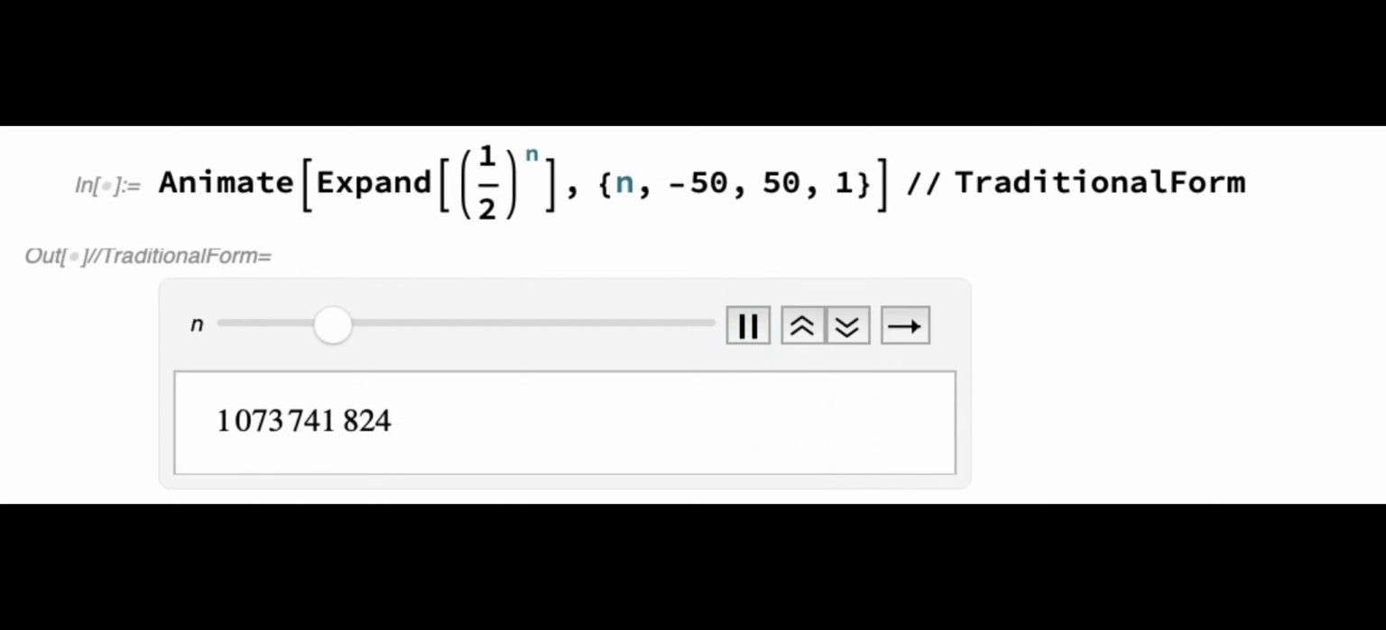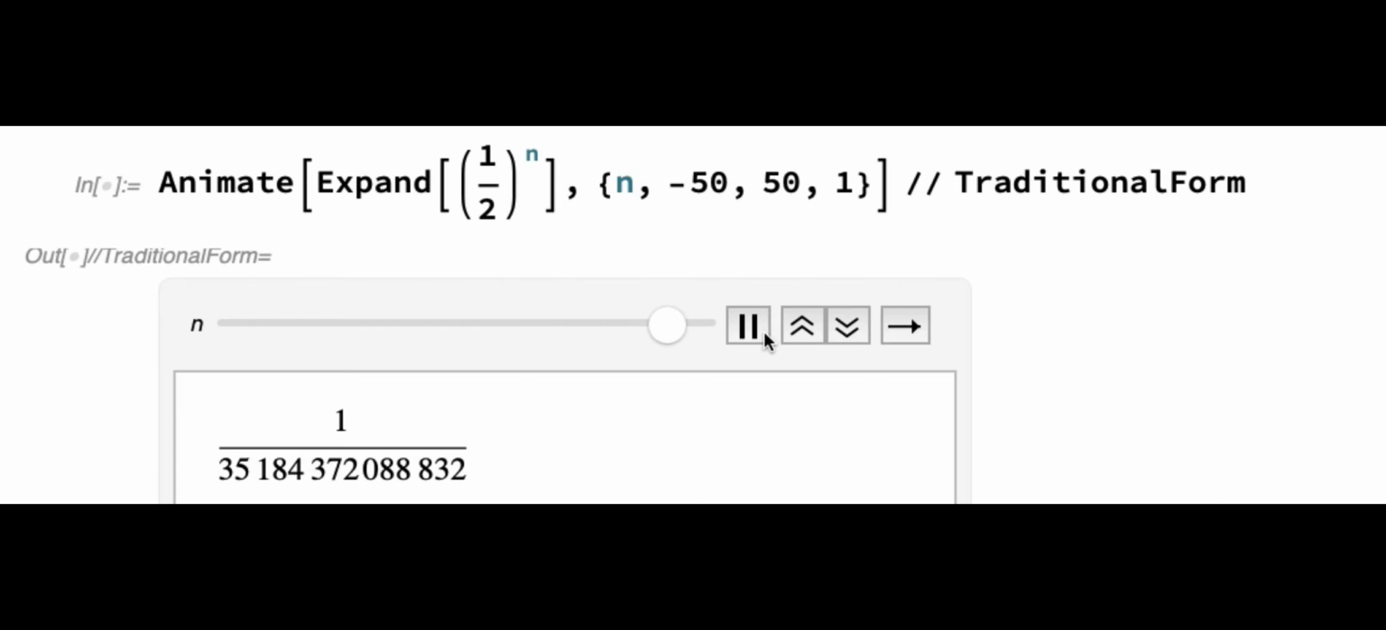Well, what if r is greater than -1 and less than 1, like a half? Well, the value would keep on reducing to 0 as n increases, as we can see from this animation, so it converges to 0 as n approaches infinity.